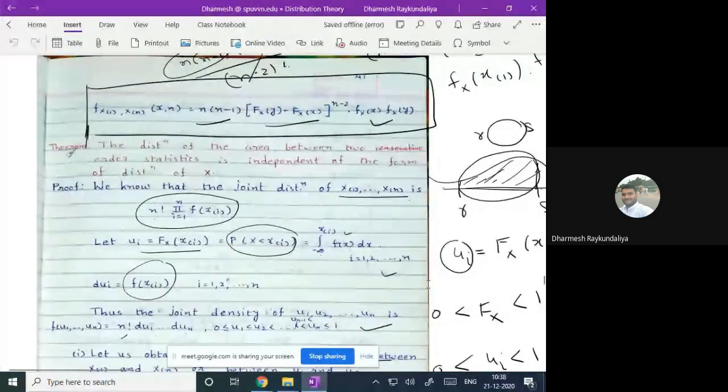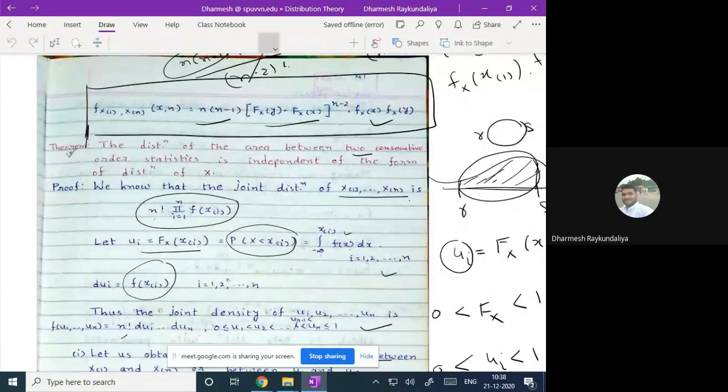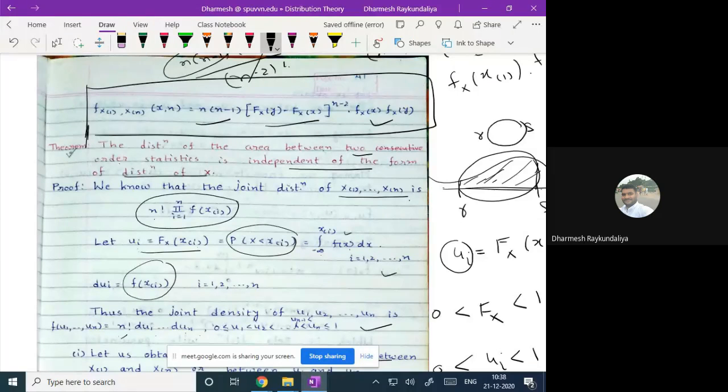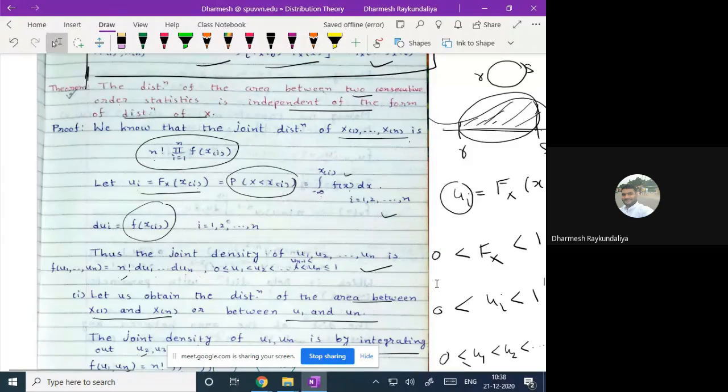So our aim was to prove the theorem: the distribution of the area between two ordered statistics is independent of the form of the distribution of x. We started with the joint distribution of order statistics x1, x2, ..., xn, which we already obtained is n factorial times the product of f of xi, where i runs from 1 to n.